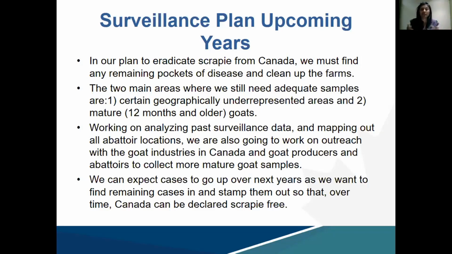And the second piece that's most relevant to everyone here on this call is, like I said, we have a huge shortage of information in goat samples. And so we are planning on increasing our mature goat surveillance. And when I say mature goats, this is a really important distinction. In order to be able to test reliably for scrapie, we need to test animals that are 12 months and older. So these are clinically normal animals or on farm deads. And so we really need to ramp that up in the next several years.